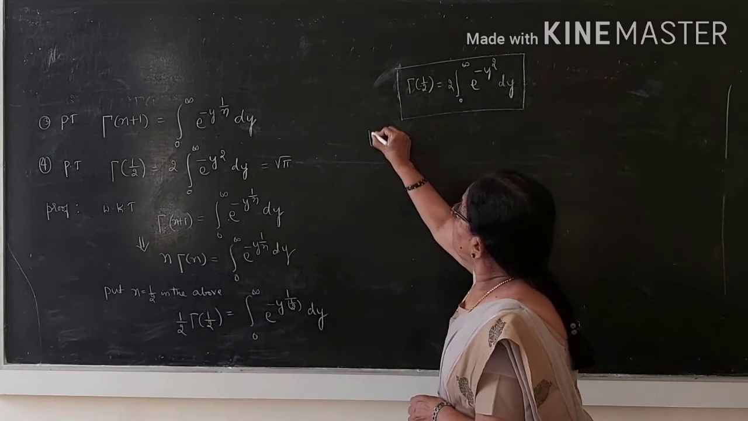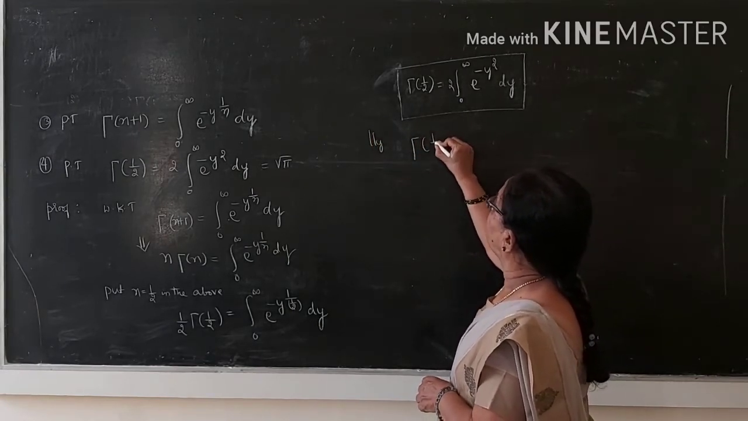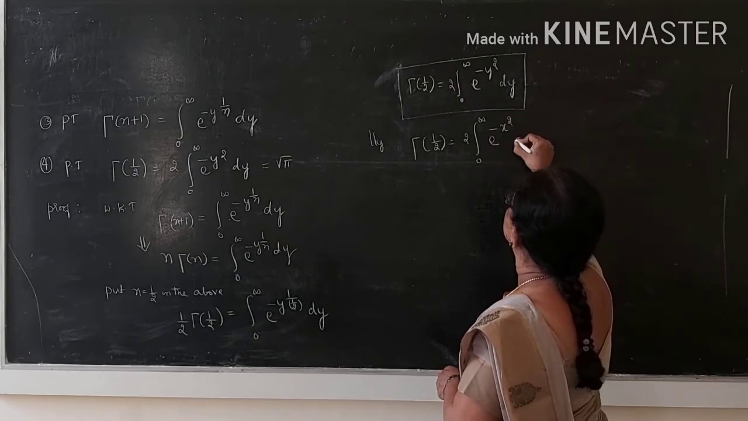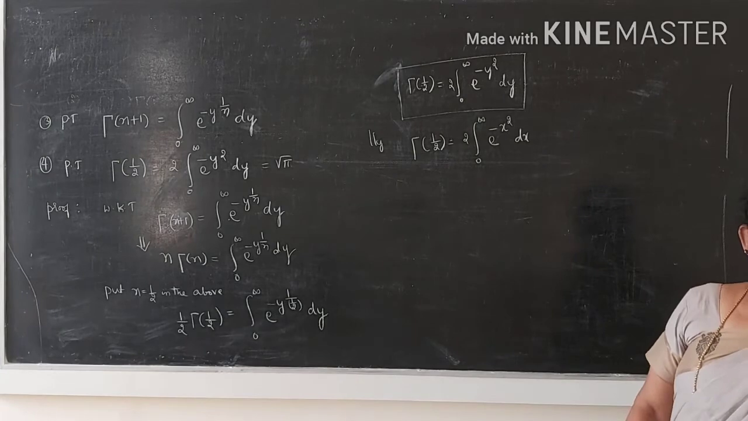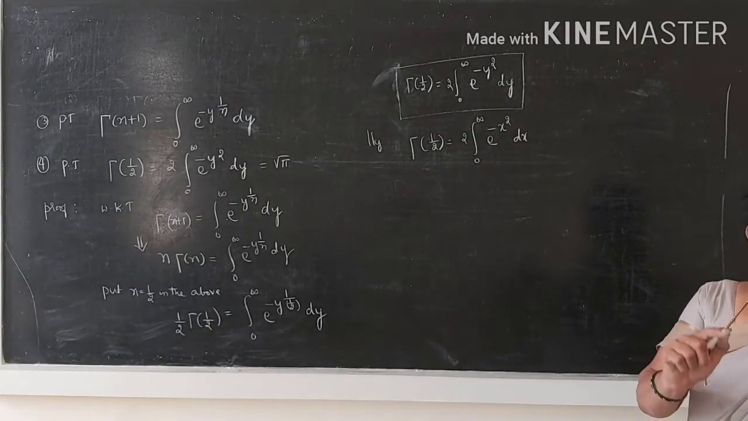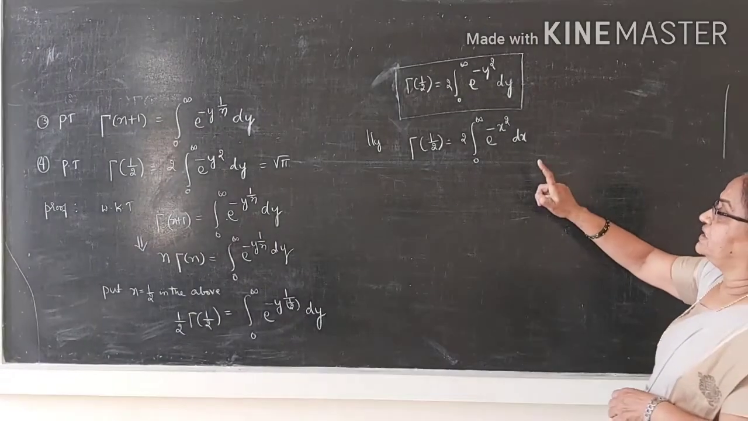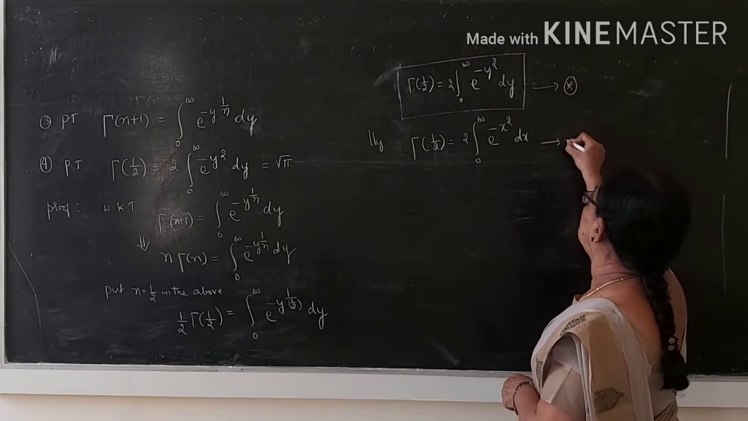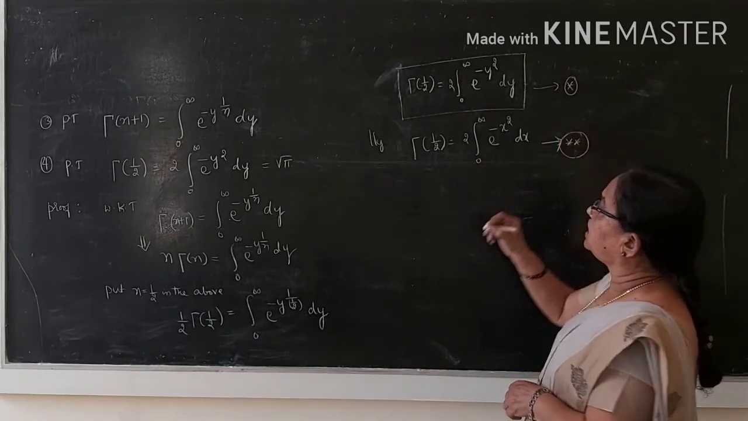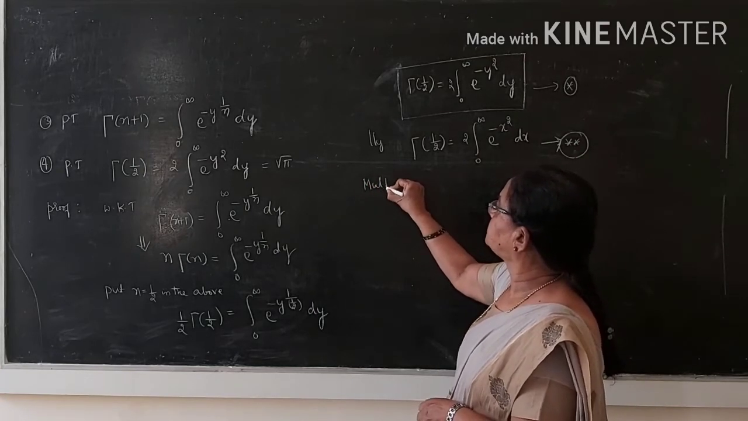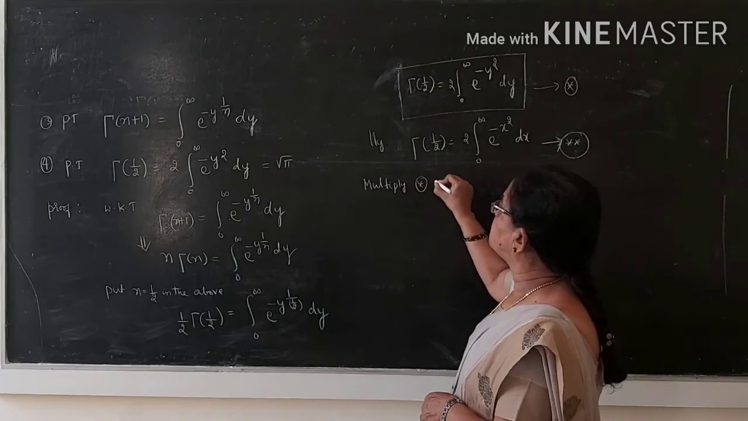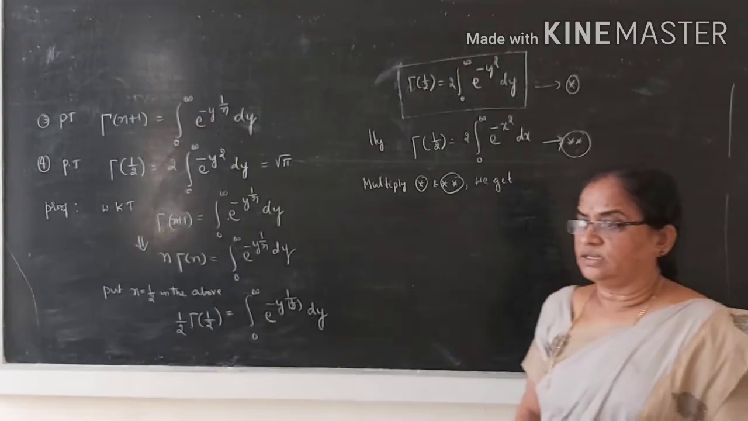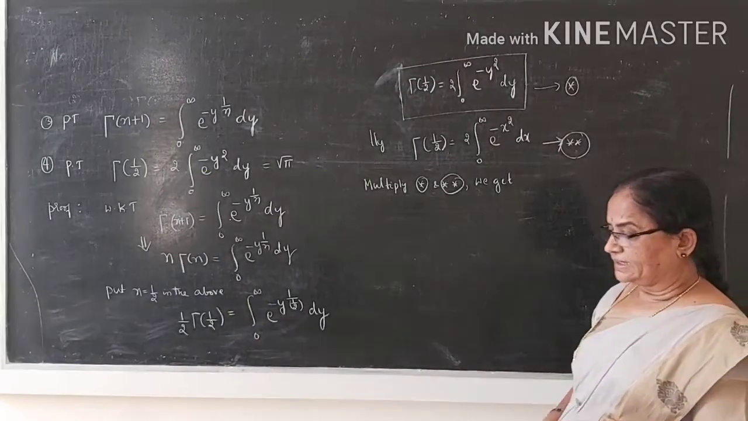Therefore, similarly, you can write this as gamma of 1 by 2 is equal to 2 times integral 0 to infinity e to the power of minus x square dx. Since we know that if we change the single variable by another single variable, the value of the definite integral will not alter. You do one thing, you call this equation as equation number star and this as double star. If you multiply equation star and double star, we get, we multiply left hand by left hand and right hand by right hand.